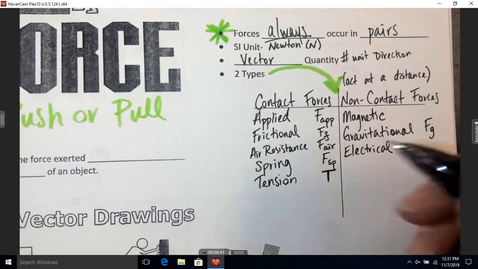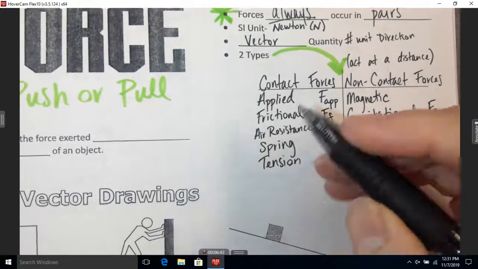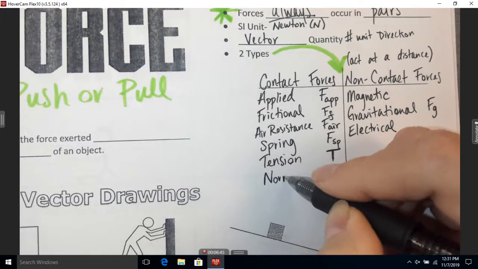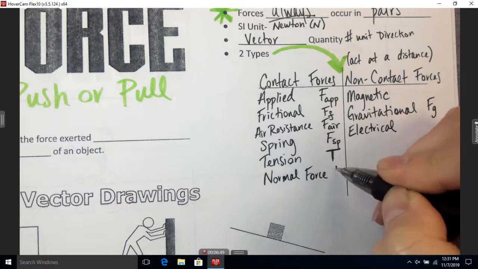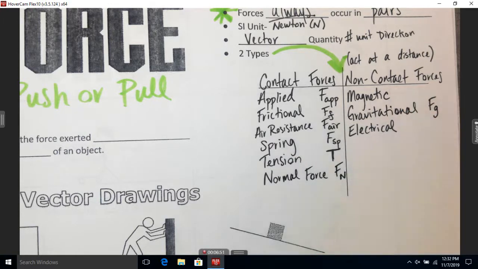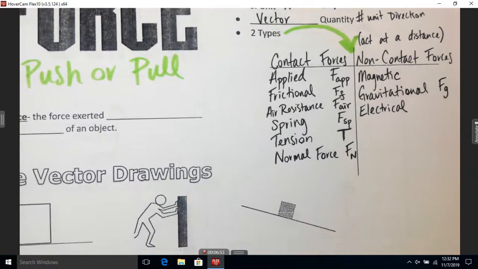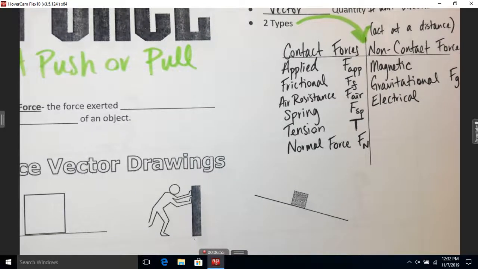Okay, the last thing, this is the new part that you don't know. It's called the normal force, F with a capital N. The normal force. Okay, so do you know how or why you're able to sit in the chair? What's causing you to be able to sit in your chair?